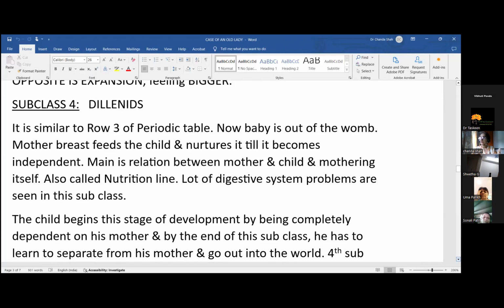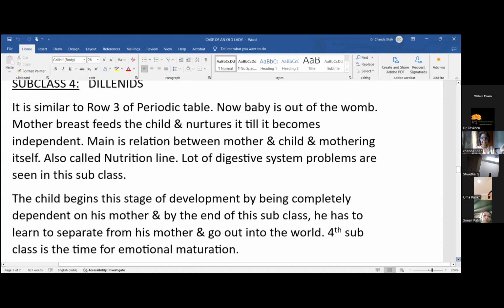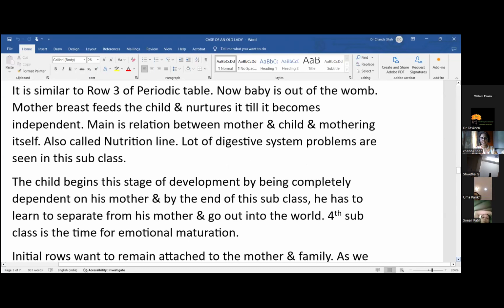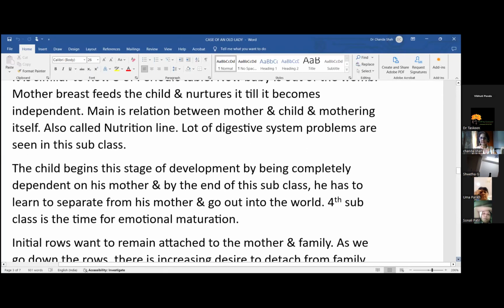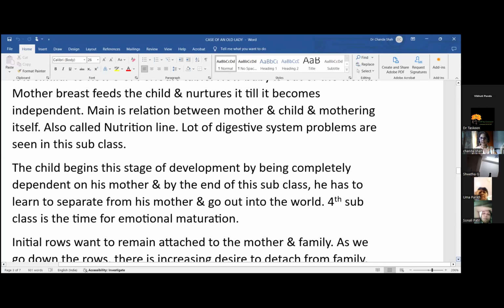So what is this lady doing? She's doing a lot of mothering, no? She's mothering the husband, mothering the caretaker, mothering the neighbors, giving them food. So all this is nutrition line issues. The child begins this stage of development by being completely dependent on his mother, and that is the initial rows. And by the end of this subclass, he has to learn to separate from his mother and go out into the world. Okay, so the fourth subclass is a time for emotional maturation.